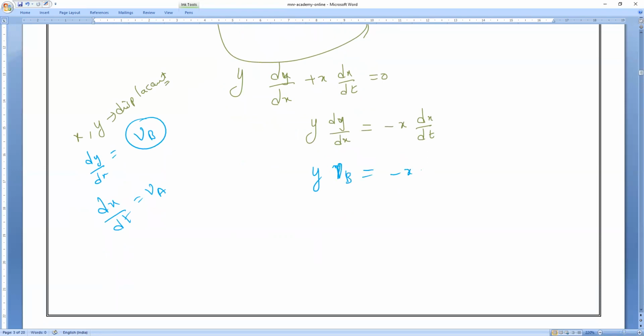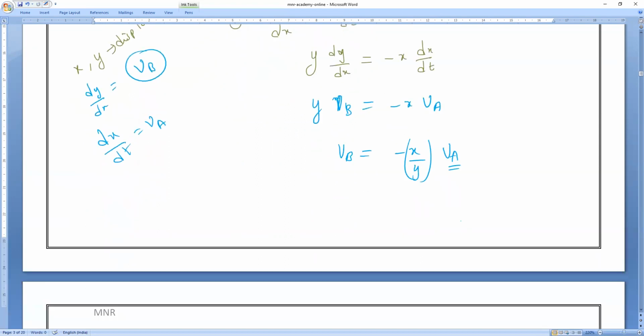So can I write this as y into vB is equal to minus x into vA? Is it okay? Clear? So from that, can I write vB is equal to minus x divided by y into vA? And we all know the vA value. So what is the vA value? 5 meter per second. All of you remember that.